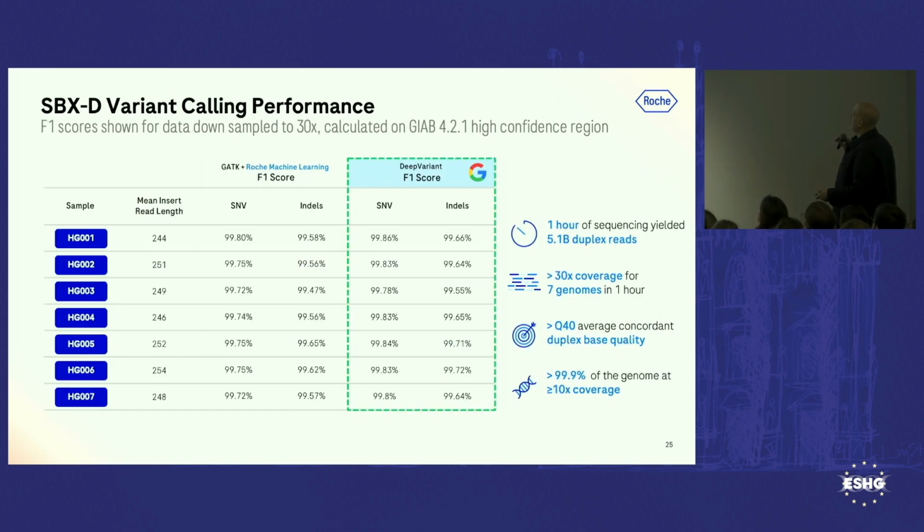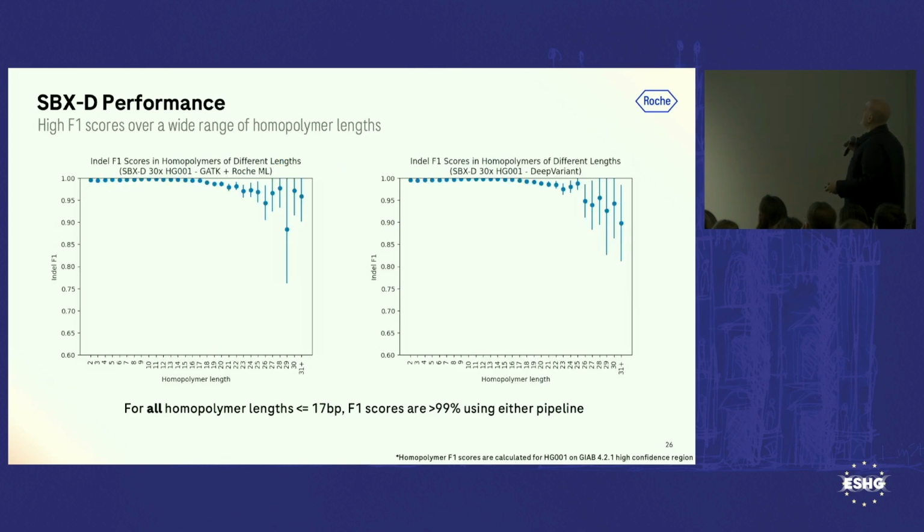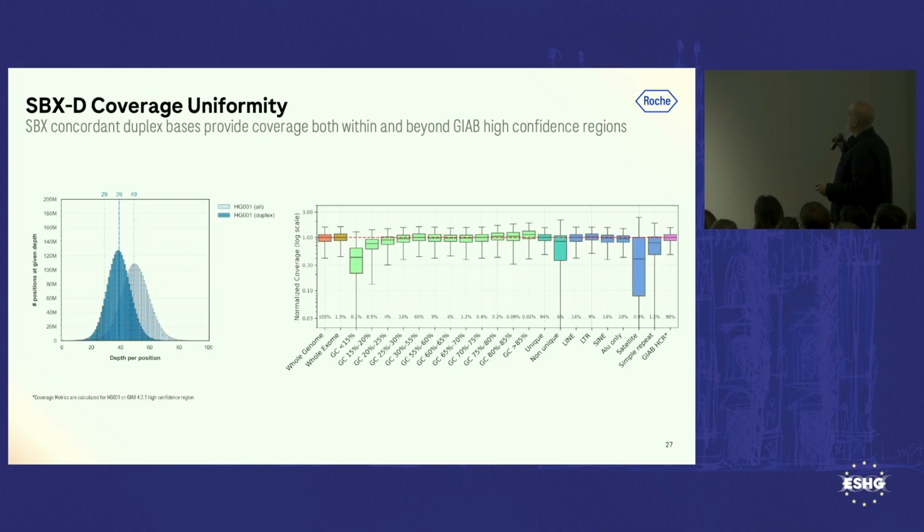And this just shows the results if you downsample to 30x. Typically, that's usually one way of looking at it. They really don't change that much, maybe a 0.1 or 0.15 drop in F1 scores going to 30x. Still very good results. Okay, looking at the homopolymer lengths, you can see that for all homopolymer lengths less than 17 base pairs, we have F1 scores greater than 99% using either pipeline. On the left is the Roche pipeline, on the right is DeepVariant. Very, very good results in terms of homopolymers.